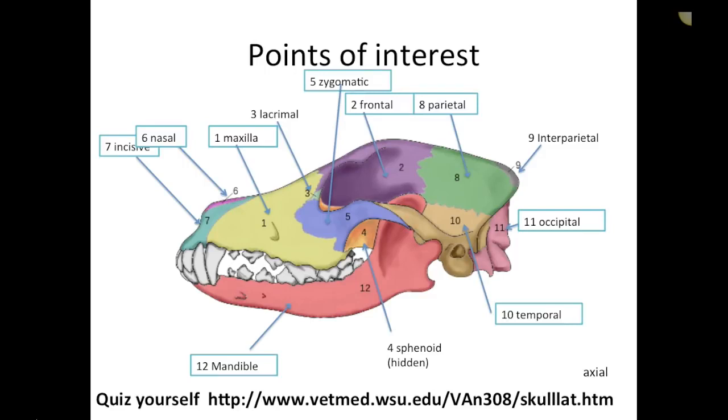The lacrimal bone there is a tiny little bone where the lacrimal duct is located, and that's of course where tears come out and enter into the orbit of the eye.